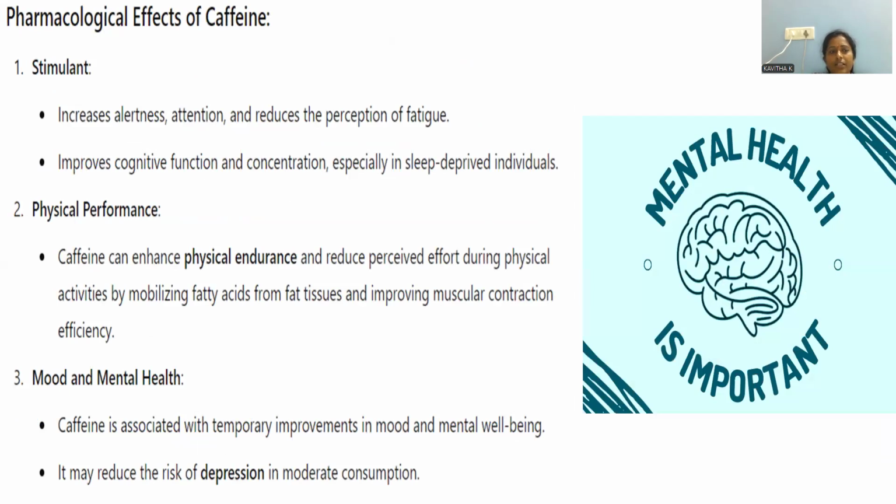Pharmacological effects of caffeine. The main purpose of caffeine is stimulation. Stimulation means it activates our brain. Whenever our brain is active in a proper condition, then all our activities and mechanisms work in the proper manner. It increases alertness and attention, and reduces the perception of fatigue. We will never feel that we are bored, tired, or not able to continue. That tendency will be reduced, so that alertness will be there. So caffeine is regarded as a stimulant.